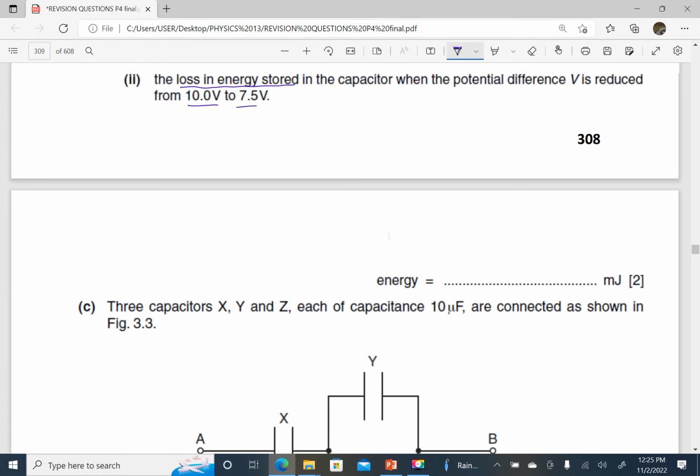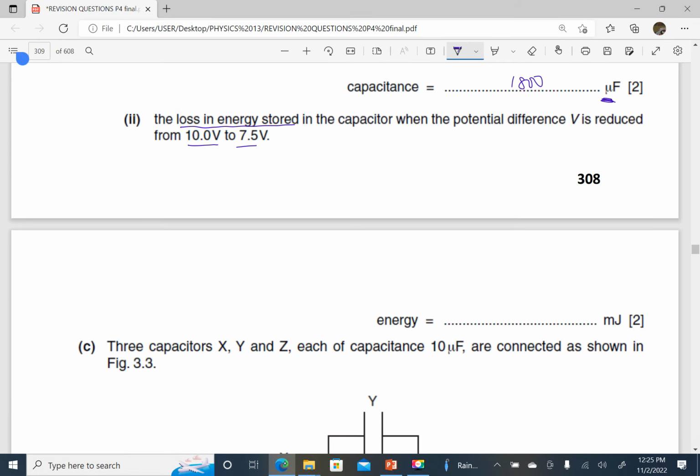The charge is that, but I may not need the charge anyway. I will use capacitance. So the energy, by the way, can be the area under the graph. The energy can be equal to the area under the graph between 10.0 and 7.5, which is a trapezium. But it is easy to use a half CV squared. So this will be equal to a half.